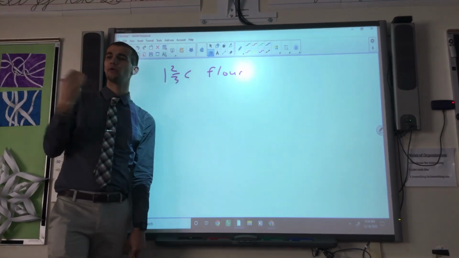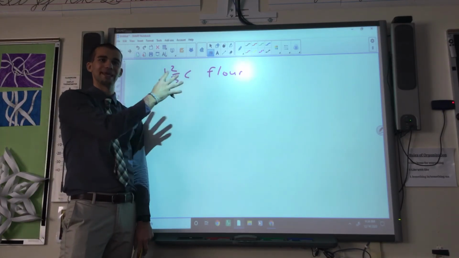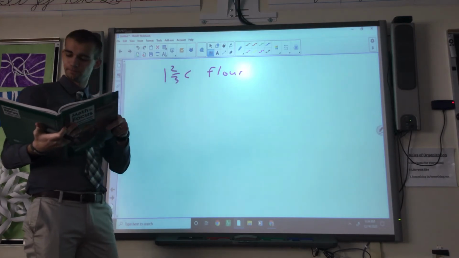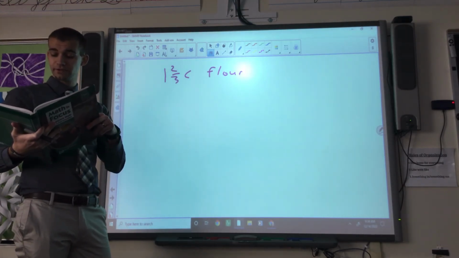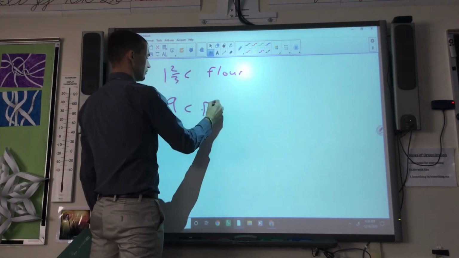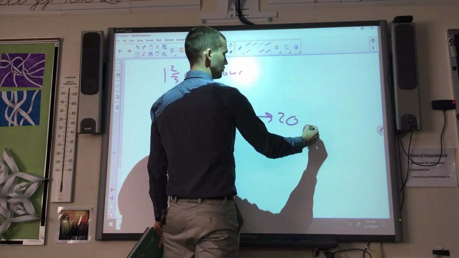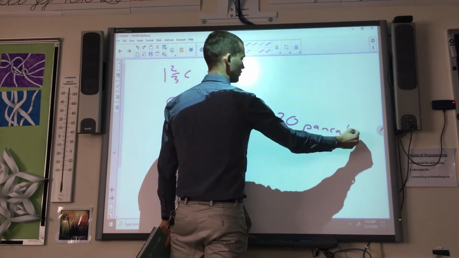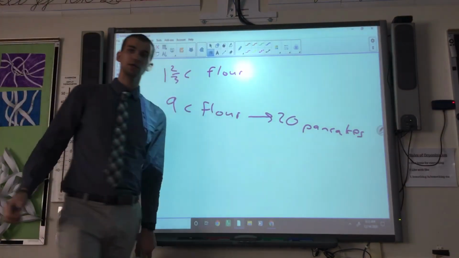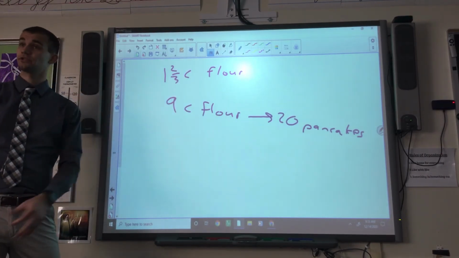Not cups of flour like you would go pick for your mom or something like that. Just flour, like the baking ingredient. To make 20 pancakes, you have 9 cups of flour. So 9 cups of flour makes 20 pancakes. So what I'm doing here is setting it up for a proportion, because that's what I'm thinking it's going to go towards.